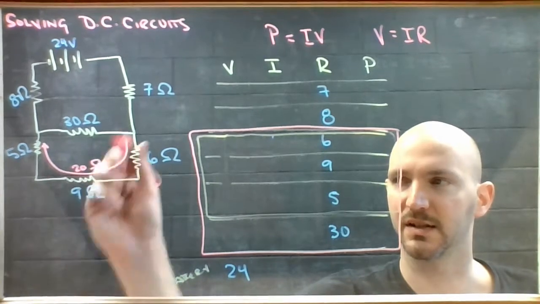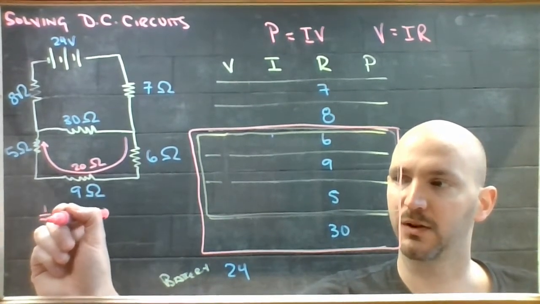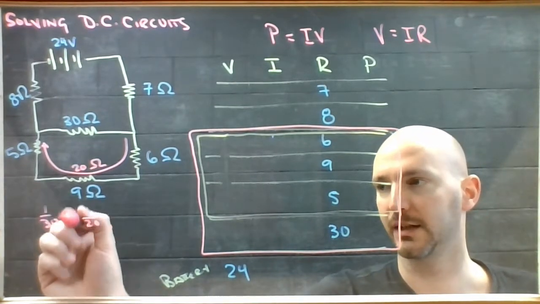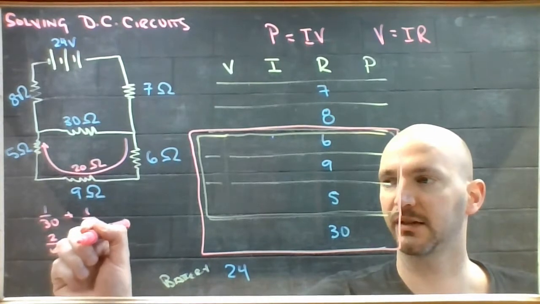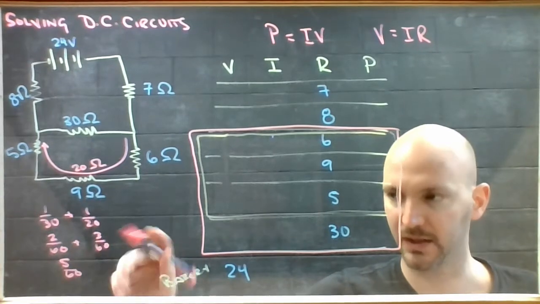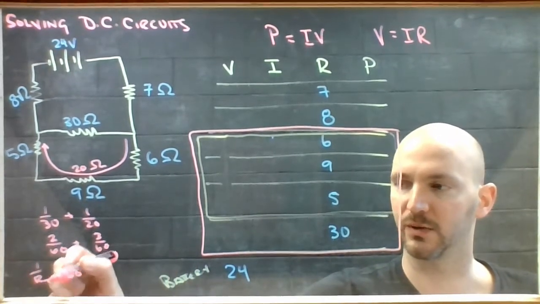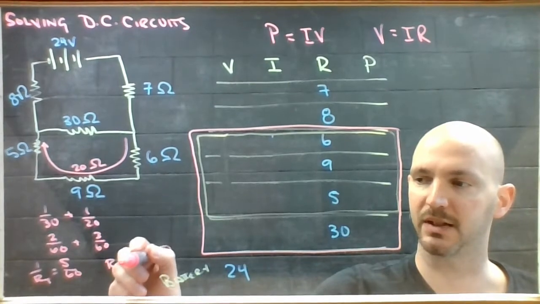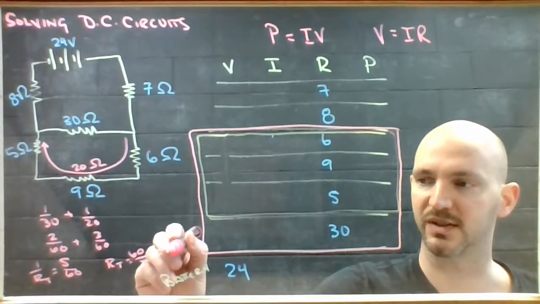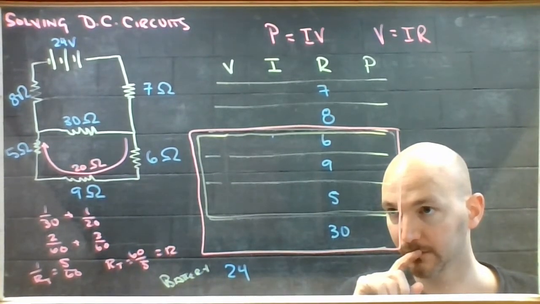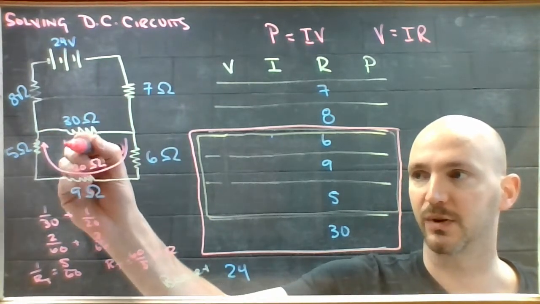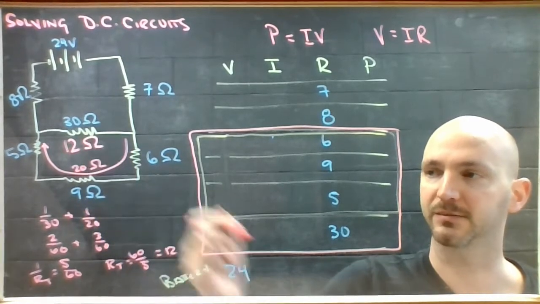So my total resistance for this little structure would be 1 over 30 plus 1 over 20. That would be 2/60ths and 3/60ths for a total of 5/60ths. And you have to flip it, so that's 1 over the R total. So I end up with the total for this little structure as 60 over 5, which is 12. So this entire structure is worth 12 ohms altogether.